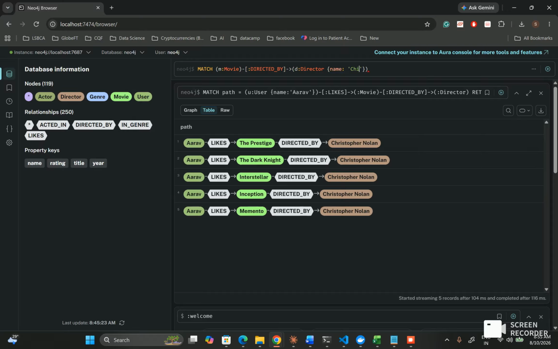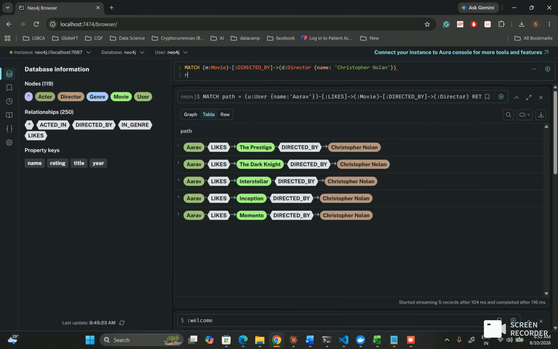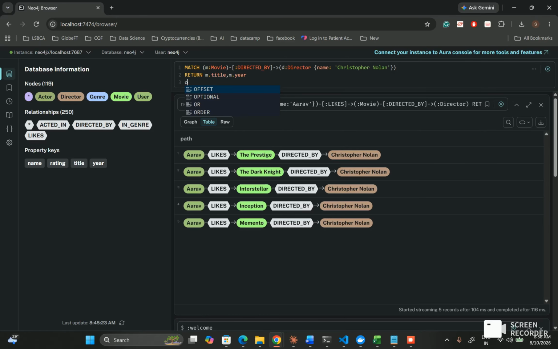Suppose name is Christopher Nolan. Return m.title, m.year, order by m.year. Right. Now read this sentence.